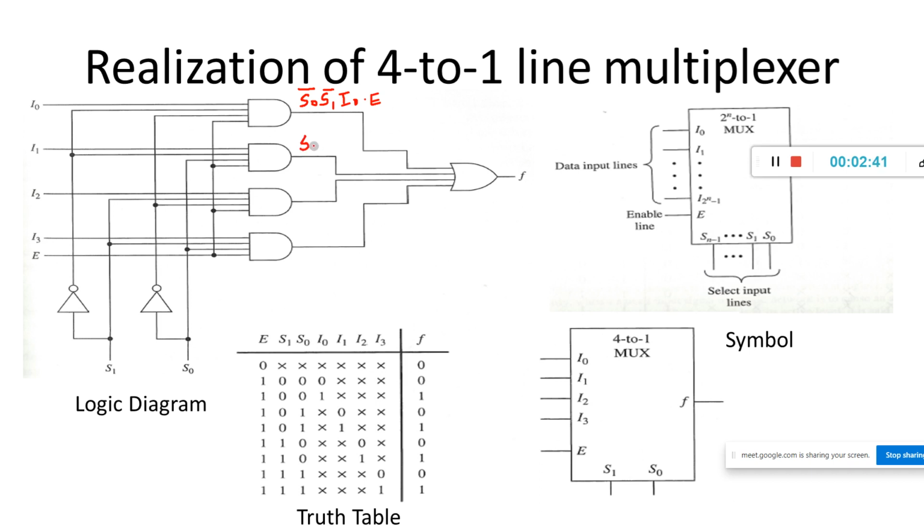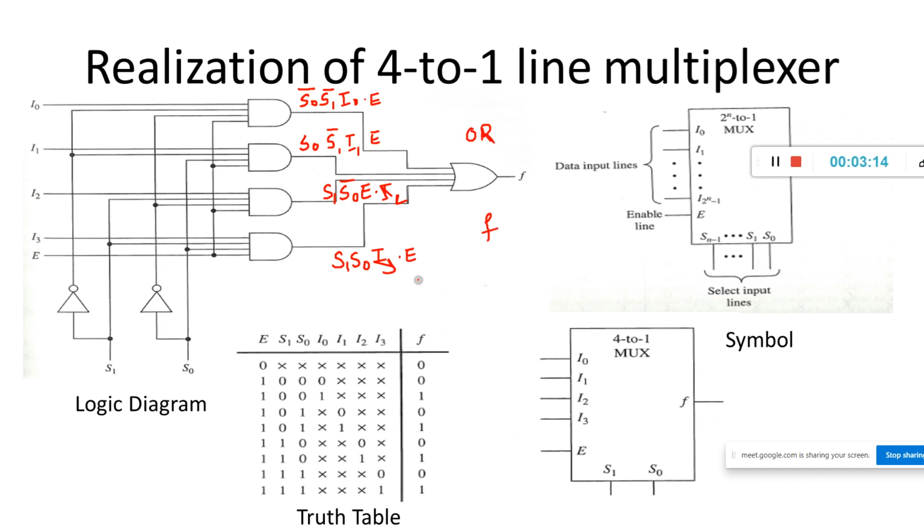Here what you are getting? S0, S1, right? I1 into E. Here what you are getting? S0 bar, S1 into E into I2. Here S1, S0 that is 1, 1 into I3 into E. Okay, so note that all are ORed together to get the function F.